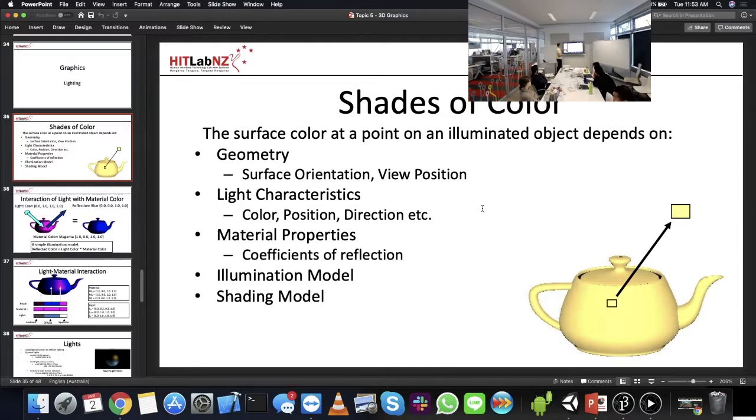And then there are some things which are more related to our graphics rendering code. So we have the illumination model: how do we take all these values and use that to compute what color a pixel should be? And the shading model: how do we take all these things and calculate things like shadows and all that sort of stuff?